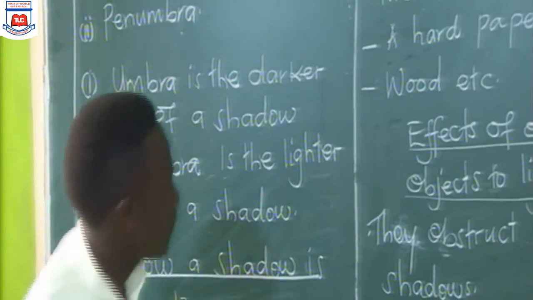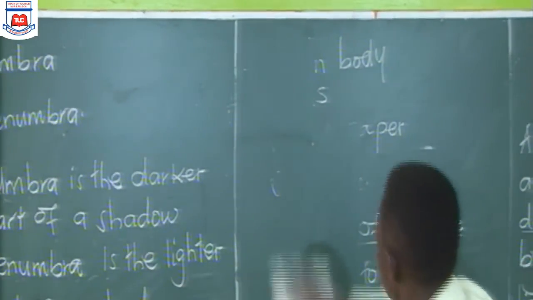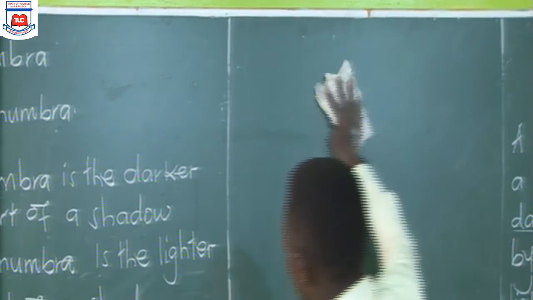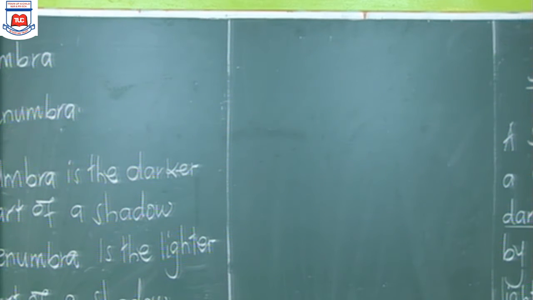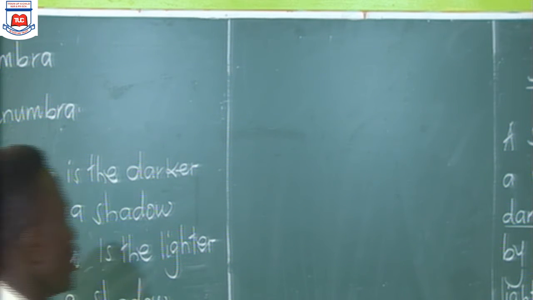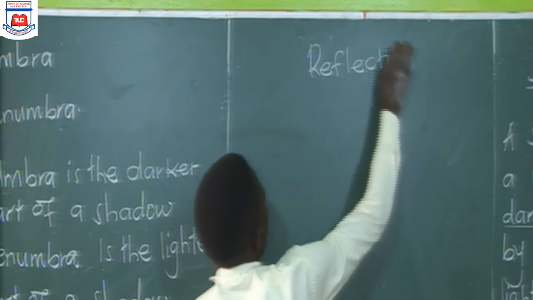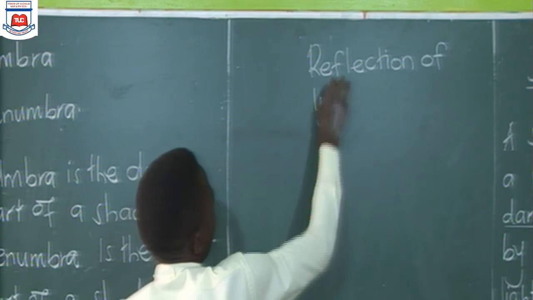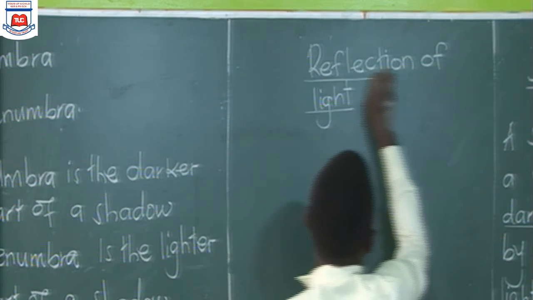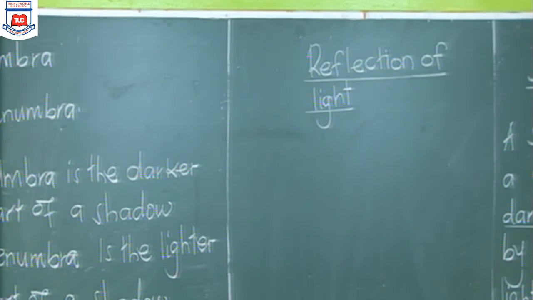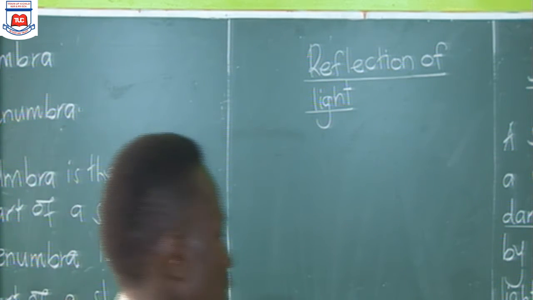Besides that, we also have other things to look at. Let's look at what we call reflection of light. So the question goes to us: what is the reflection of light?